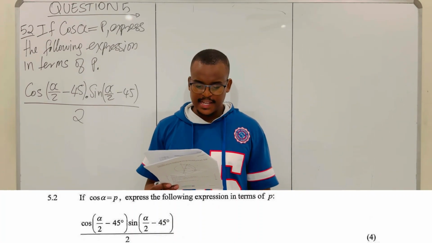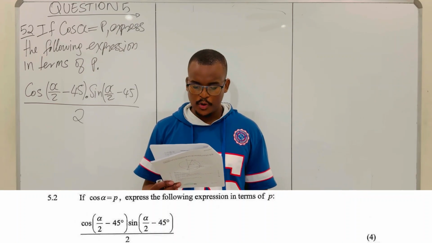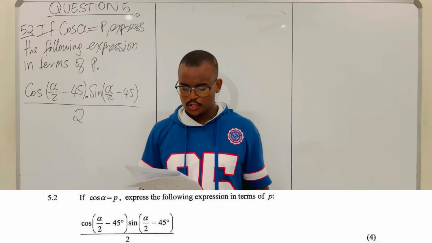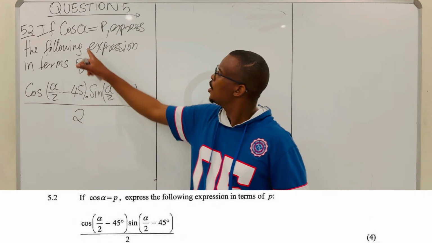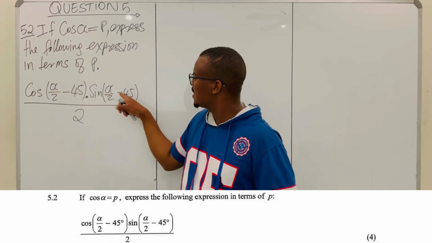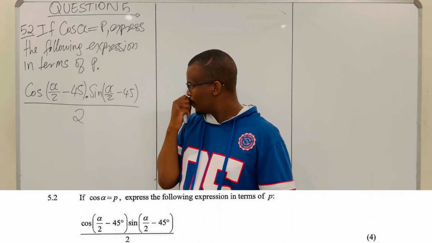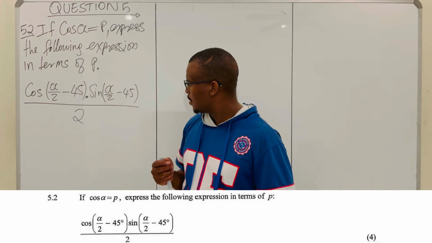At 5.2, they're saying if cos alpha is equal to P, express the following expression in terms of P. So we're given that cos alpha is equal to P, and they want us to express this expression in terms of P. No problem. So what do we do here?